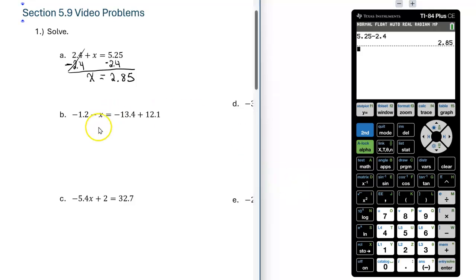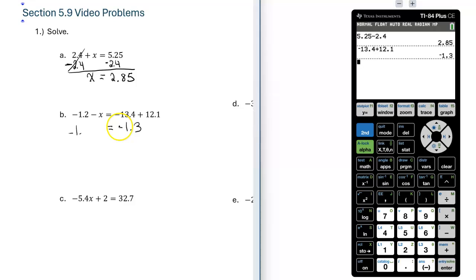Okay, so this time, looking at B, I notice that the left-hand side are not like terms, so I can't do anything. But over here, I do have like terms. I have negative 3 and 4/10 plus 12 and 1/10. Okay, so this is a good example of how I use the negative sign instead of the subtraction sign when I'm entering this into my calculator. So I get negative 3 and 4/10 plus 12 and 1/10, and I get negative 1.3. So negative 1 and 3/10.